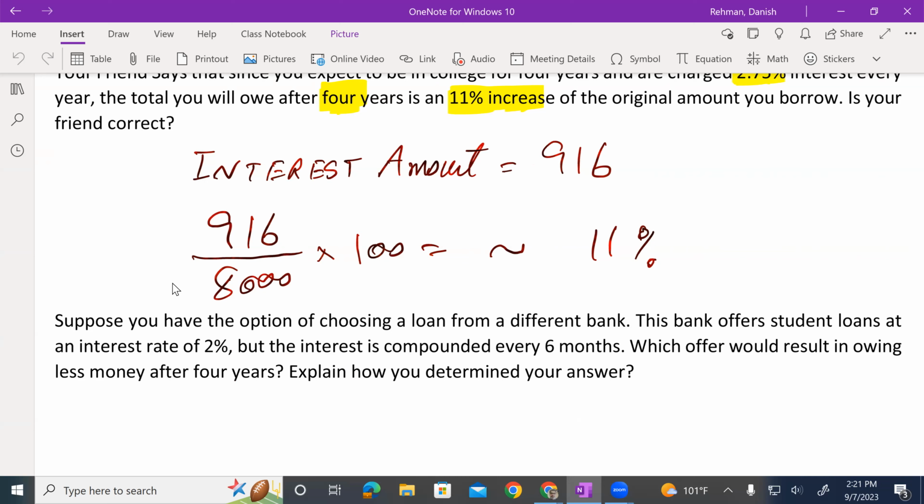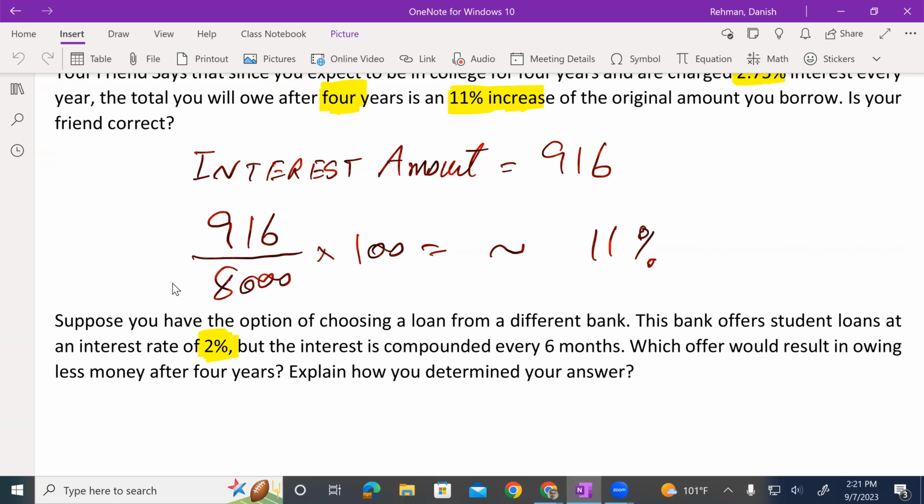What else is happening over here? This is a good bank. Seems like a good bank. They are charging me how much? 2% instead of 2.75. This bank is charging me less than 2.75, 2%. But there is a trap here. You know what's a trap?